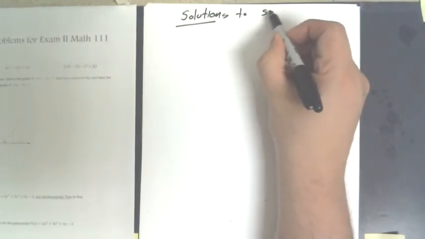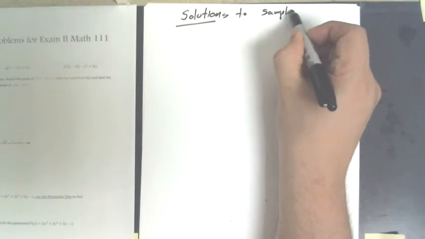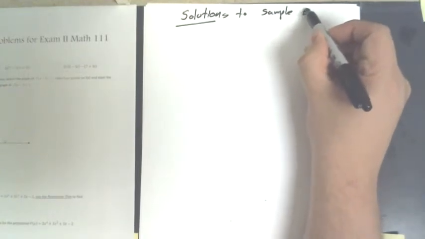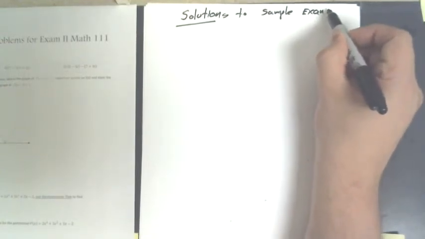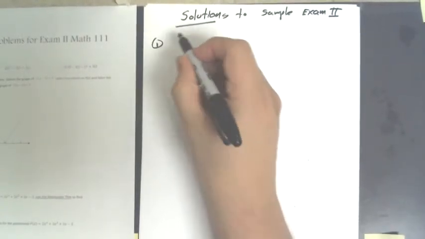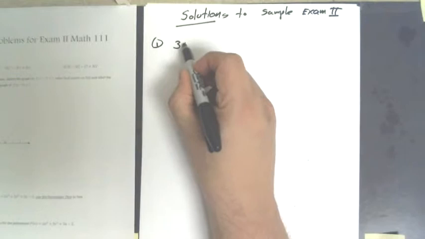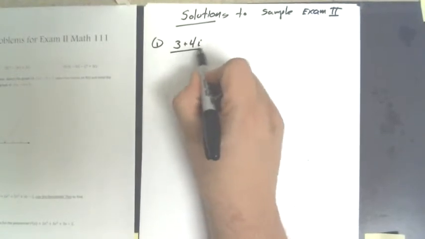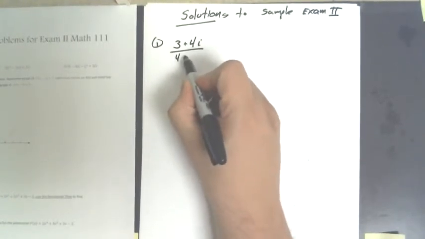Solutions to sample exam 2. Okay, so the first is dividing complex numbers. And really this is the, division's always the worst of the three.